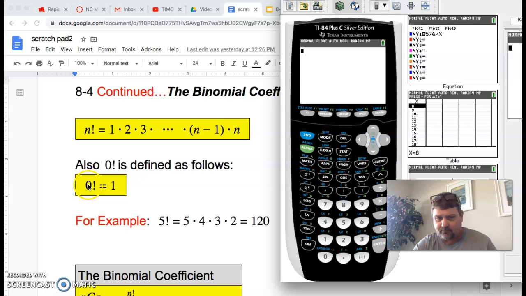Then it's defined that 0 factorial is 1. But since you're going to be doing this with a calculator, you're not going to really run into an issue with that.